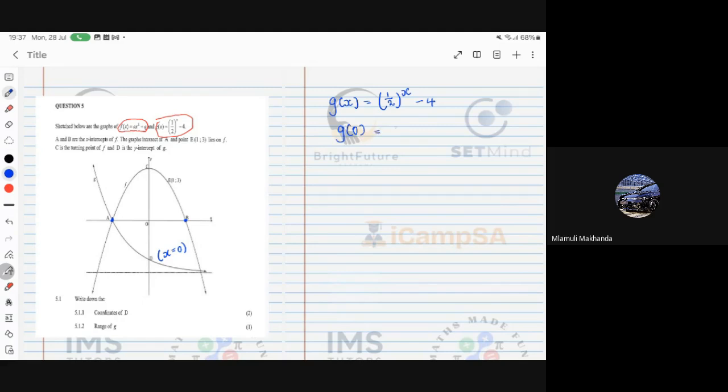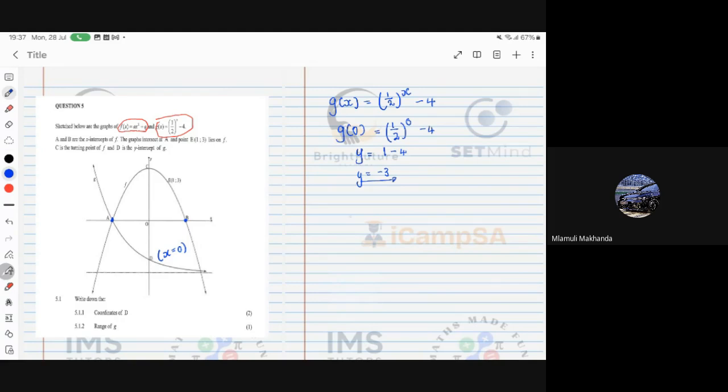g(0) is equal to 1 over 2 to the exponent 0, minus 4. So right now we're looking for the y coordinate. g(0) is basically that y coordinate that we're looking for. Let me just put y now, so that you can see. Anything raised to the power of 0 is 1. 1 minus 4, y is equal to minus 3.